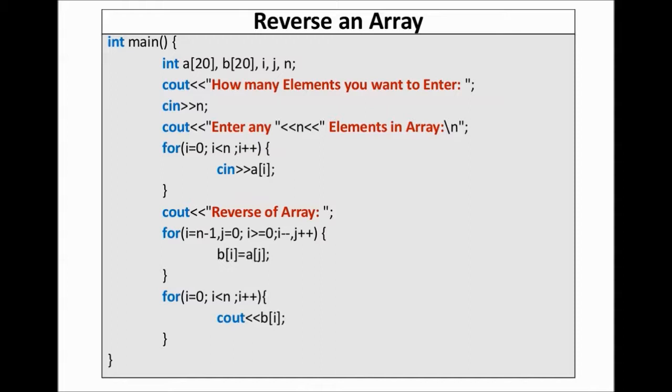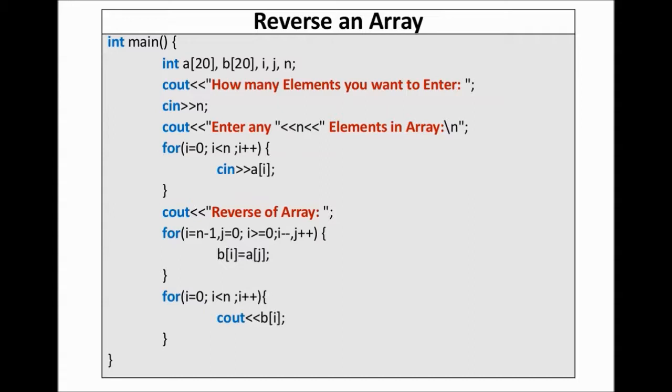Now we want to reverse the values of array a. So we want the element entered last to be displayed at the first position of this array. To reverse these elements we use a for loop and array b.